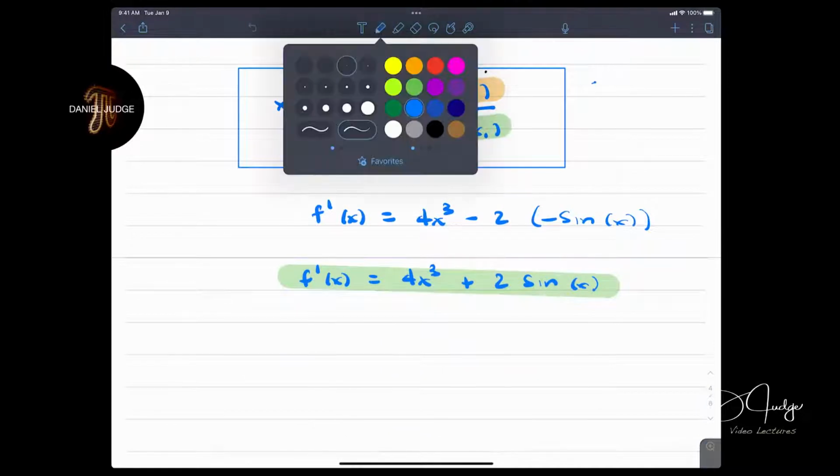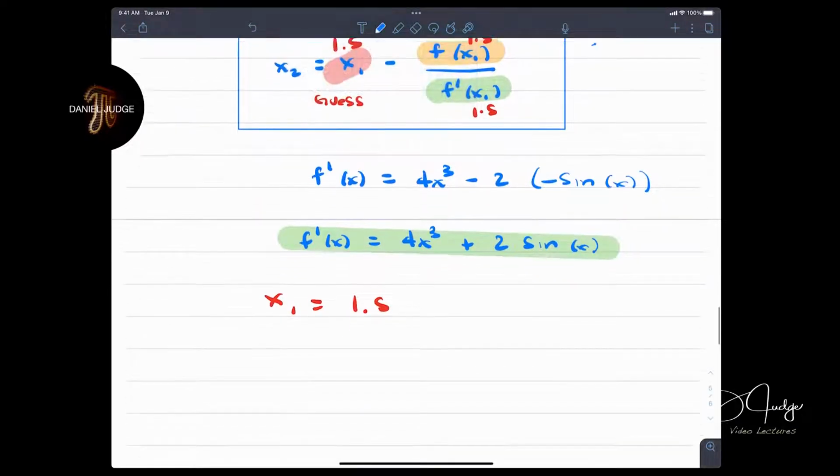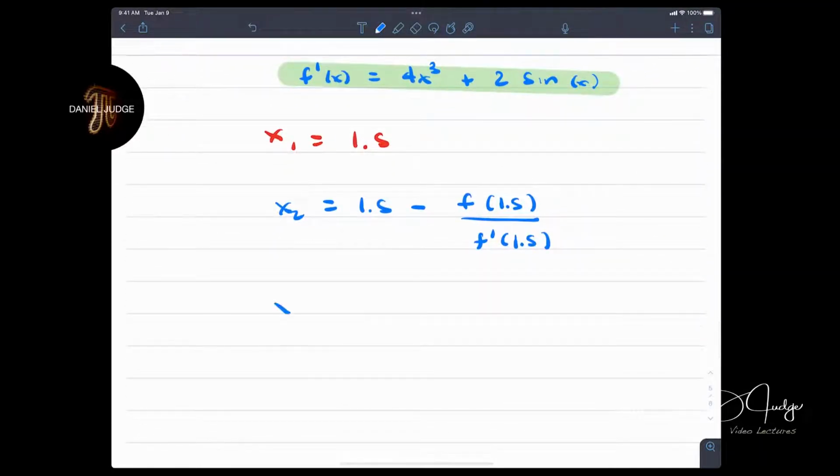So x1 will be 1.5. So I'm going to plug a 1.5 in here, wherever there's an x1, that's our first iteration, our first guess. So x2 will be 1.5 minus f of 1.5 over f prime 1.5. So let's continue here and write this down.